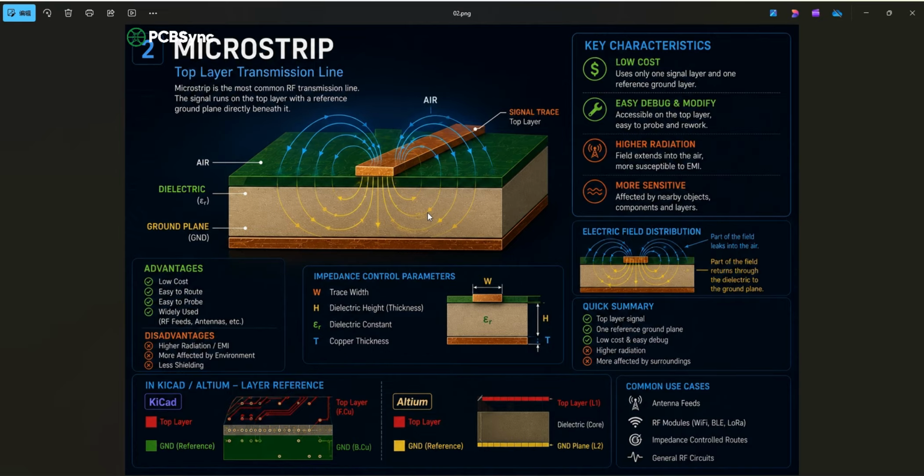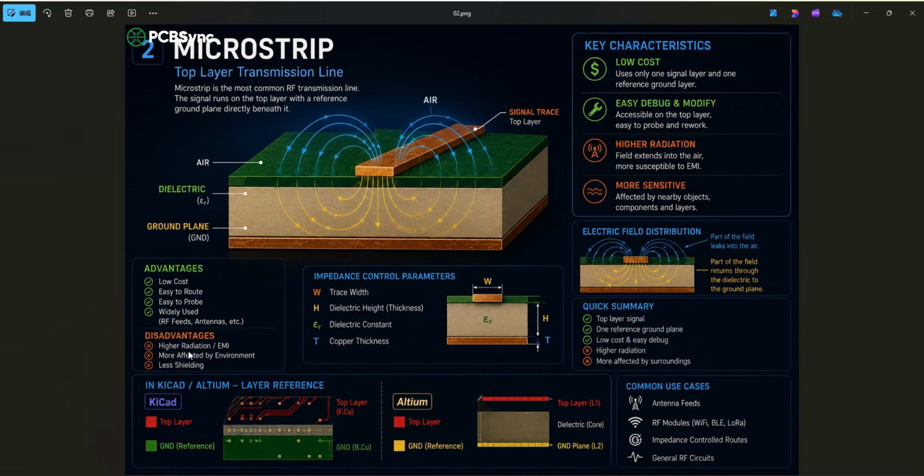First, let's take a look. The microstrip is located just below the top layer of the PCB and only has one complete reference plane, so a double layer PCB is enough. A certain portion of the electric field is distributed through the air, and another part of it is contained within the dielectric material. Its biggest advantages are low cost, easy debugging, and convenient modifications. So, that's why most antenna traces, LoRa modules, and Wi Fi modules will prioritize using microstrip lines.